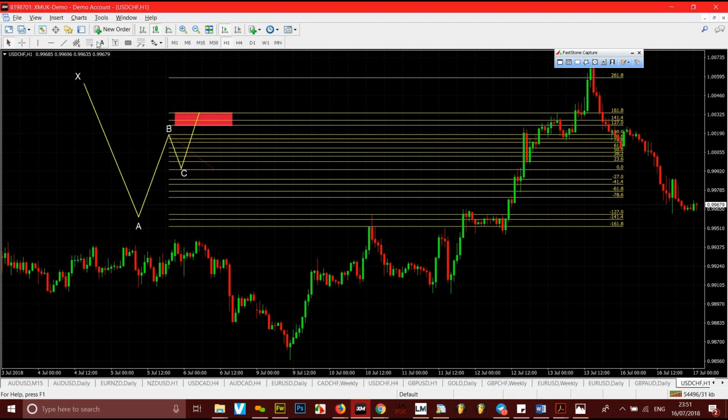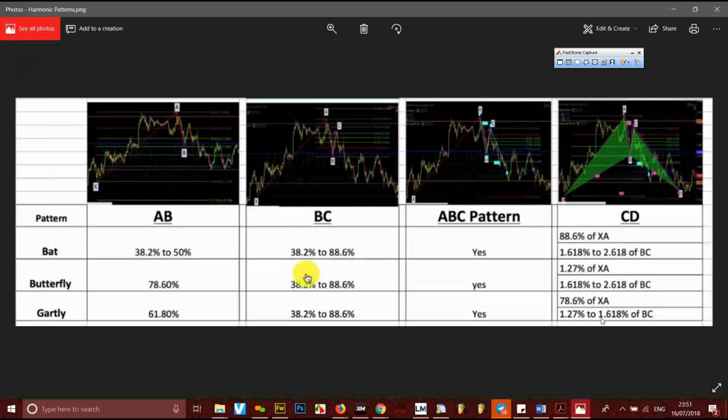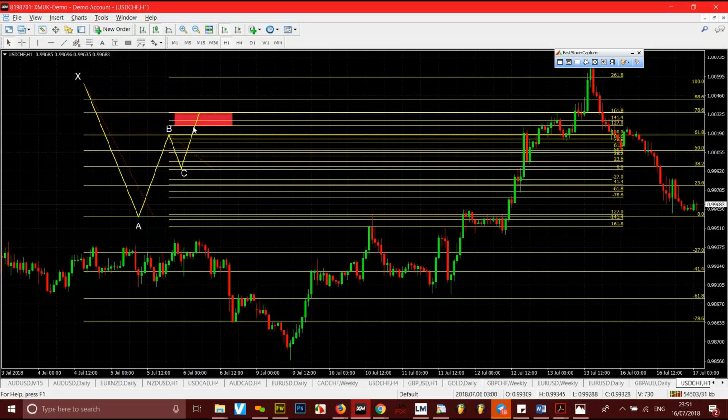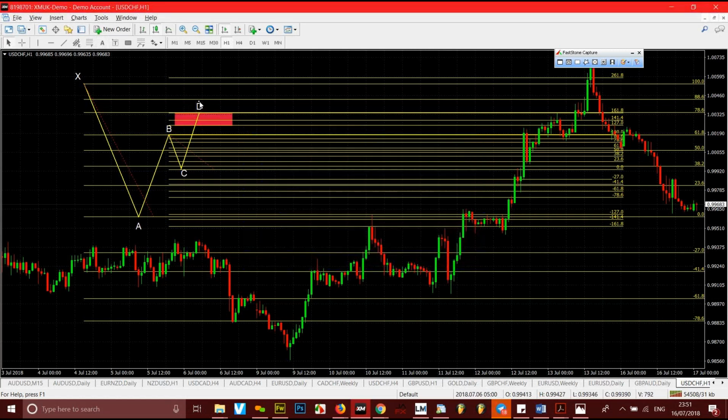Let me draw this other one again, so that you can see what I'm trying to say. Can you see how this aligns with this one? Can you see how your 78.6 aligns with your 161? And it's pretty much between the same, because they said it should be between 127 and 161. So if it's not 127, it can be 161. And again, you've already found your alignment with your 78.6. So that may actually be your D leg. Your D leg would be that level, because that's the one that has the confluence. So you can say that is your confluence.